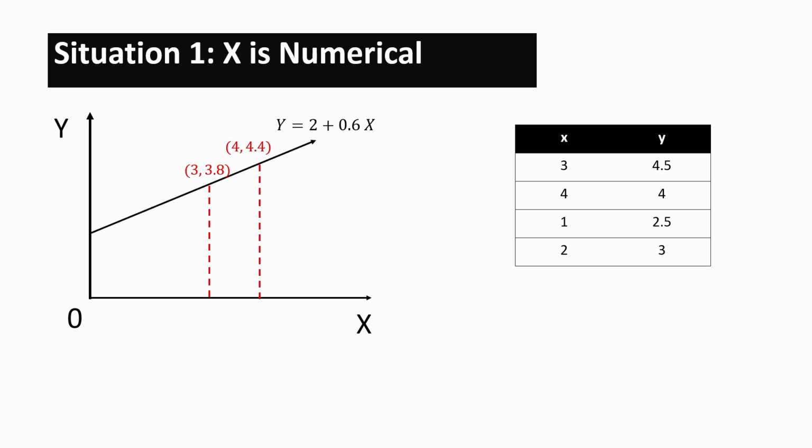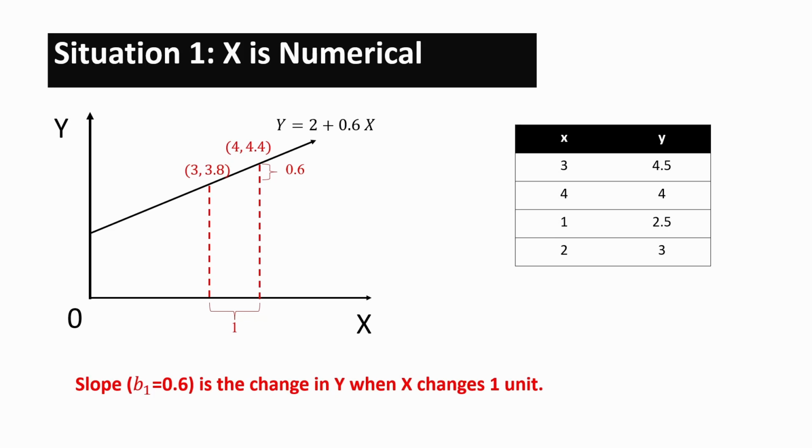And we can add another 2 lines that correspond to the x-axis and the y-axis. On the x-axis, the difference between 3 and 4 is 1. And on the y-axis dimension, the difference is 0.6. So as you can see, this shows that the slope is the change of y when x changes 1 unit. That's the basic idea about the slope when x is numerical data.